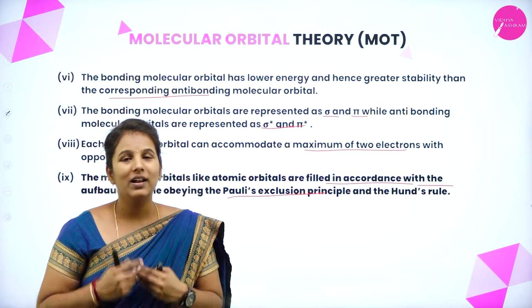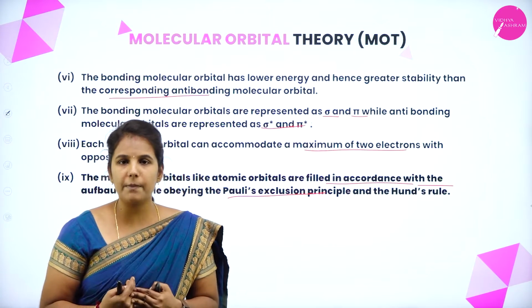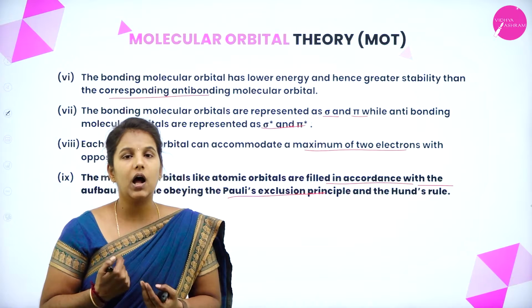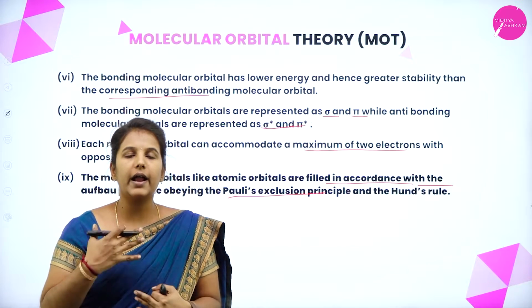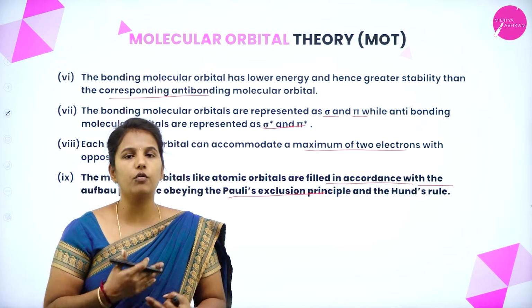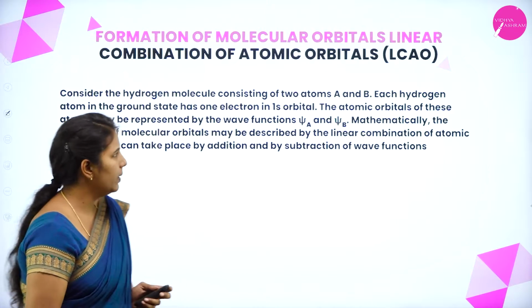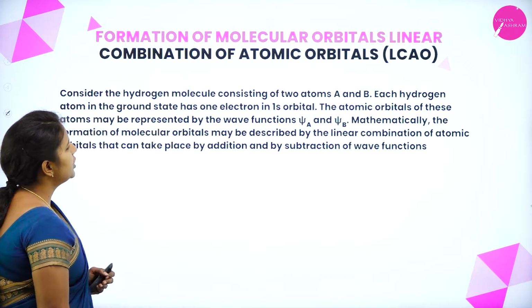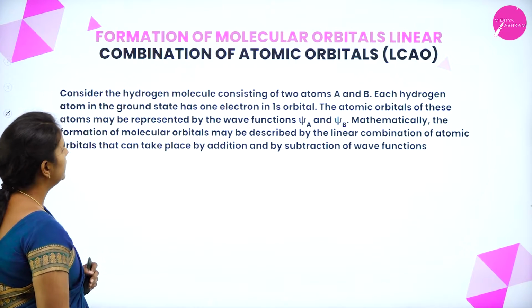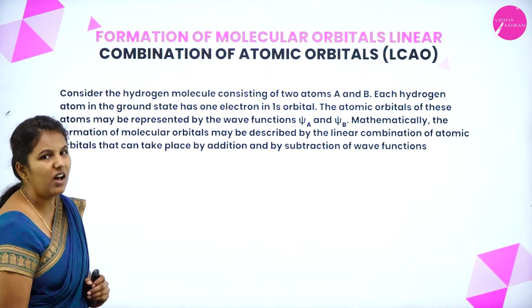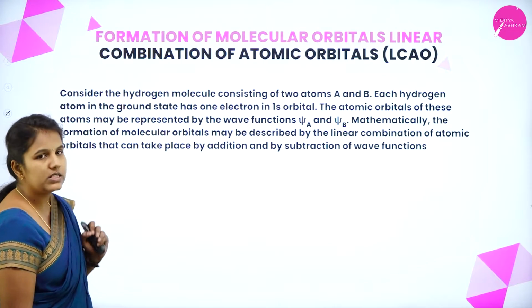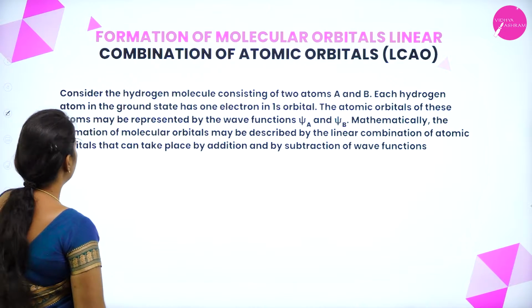Okay. So let's see an example so that we will understand how the bonding and anti-bonding orbitals are involved in the formation of molecular orbitals. Now, the formation of molecular orbitals is by linear combination of atomic orbitals, which is also known as what? LCAO.